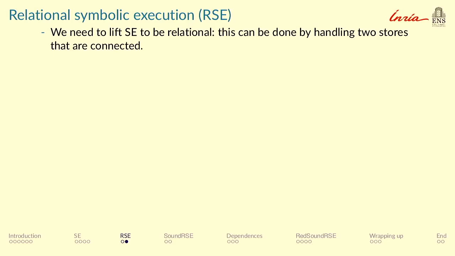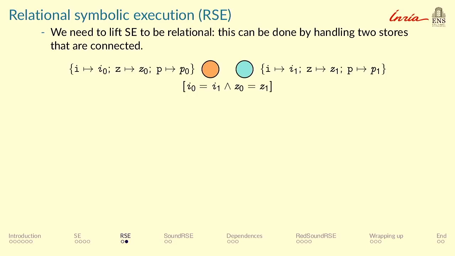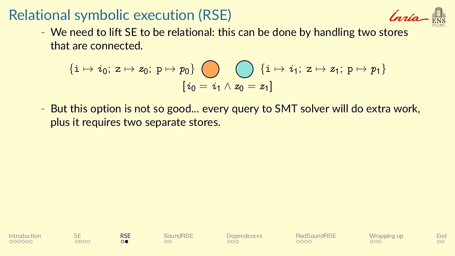So the idea is that we need to lift the symbolic execution to be relational. The simplest way would be to have two symbolic stores, and then on the symbolic path we can connect them by saying that the value of I0 must be equal to the value of I1, and set 0 to set 1. But this is actually not so good, because we're expanding the symbolic path, which is going to mean more queries to the SMT solver. So we want to avoid this. And also, it's not nice to look at.